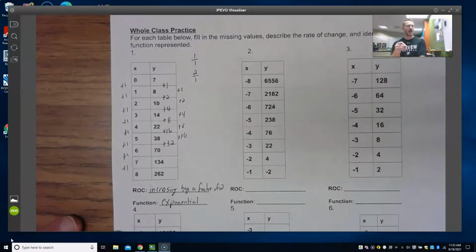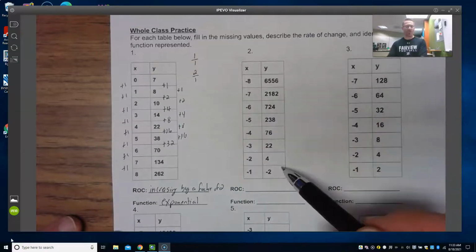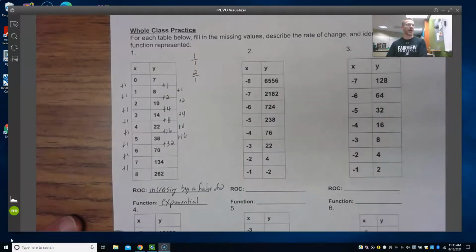All right. Okay, now let's jump to number 2 here. Let's look at this. So once again, scan this table, right? Do you see a turning point?